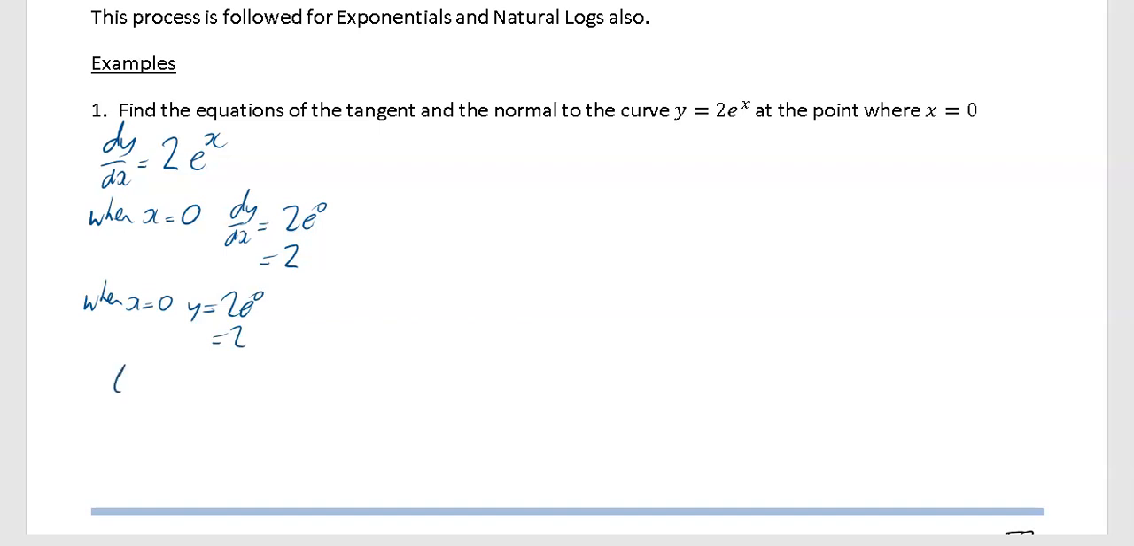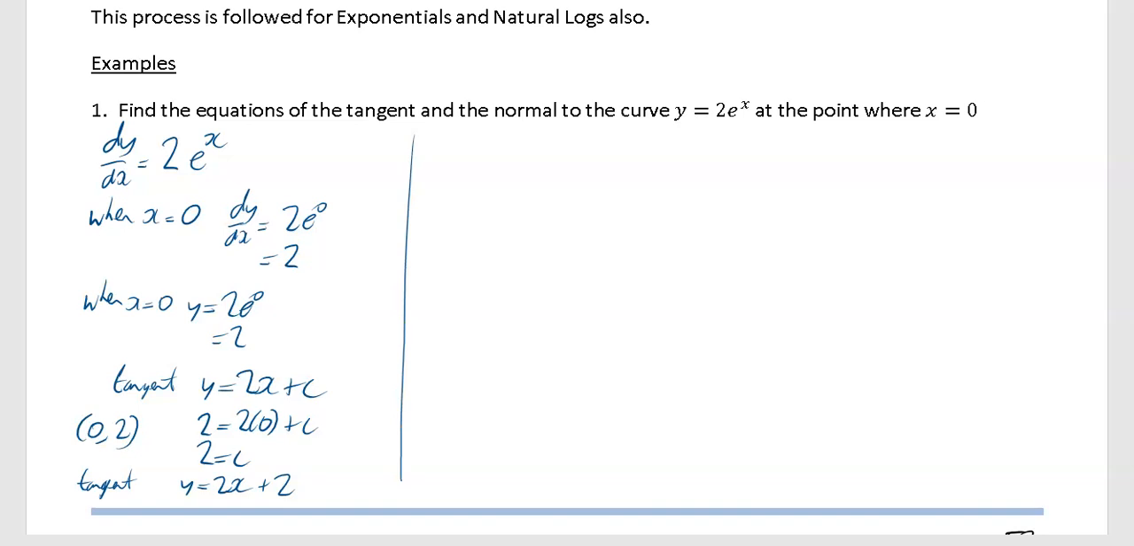So your tangent so far is, you know its gradient is 2, so it's a straight line, so y equals mx plus c, so y equals 2x plus c, and you also know it goes through the point 0, 2. So we're going to sub that in to find out what your c value is. So at the point 0, 2, the y value is 2, and the x value is 0, so that means 2 is equal to c. So therefore your tangent is y is equal to 2x plus 2.